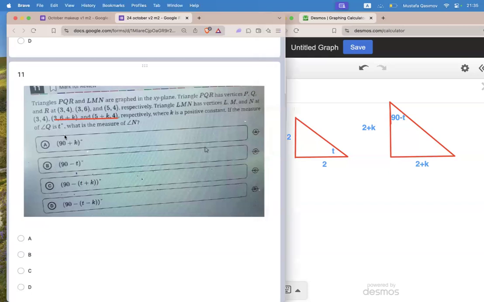Actually, we know that t is equal to 45. Yes, only B is equal to 45. We don't know what's the value of ACD because we don't have any information about K.